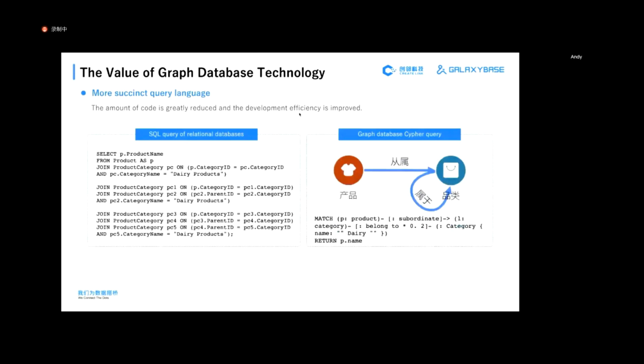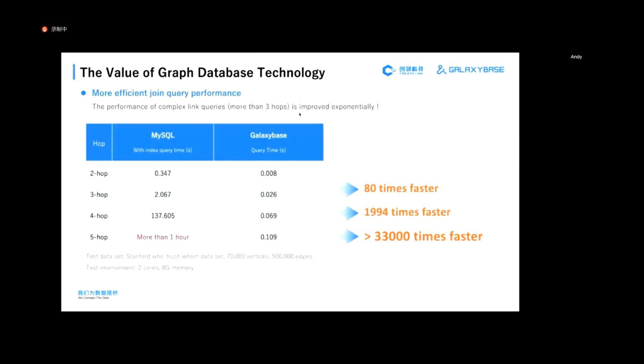Using the graph database query languages which we currently support, such as Cypher and Gremlin, we only need to write one sentence to do a multi-hop query, whereas the same query, if we do it in relational tables, would require much more writing and complications. The third value is the performance.